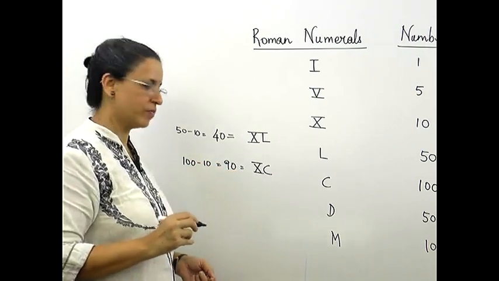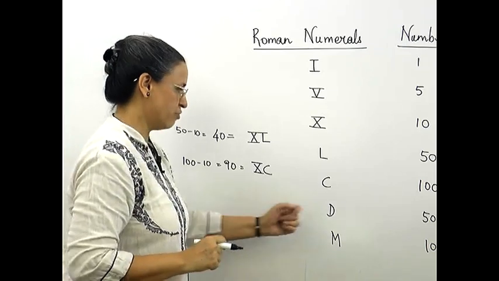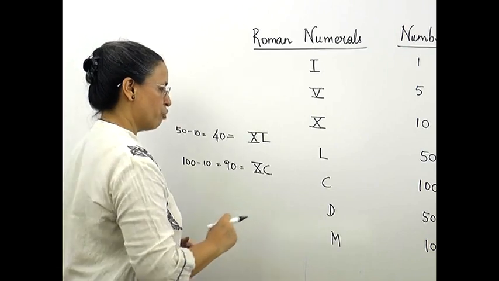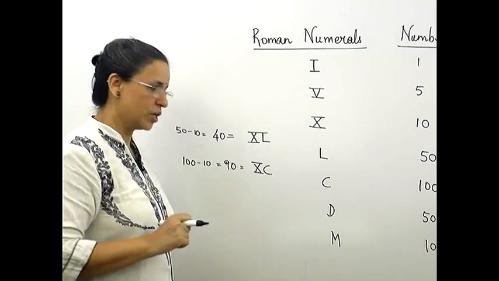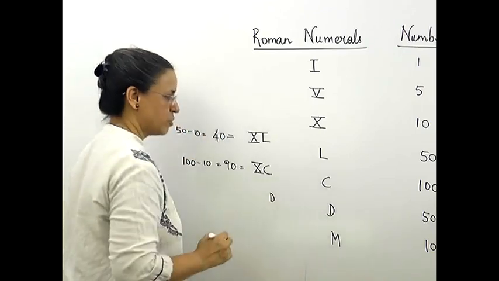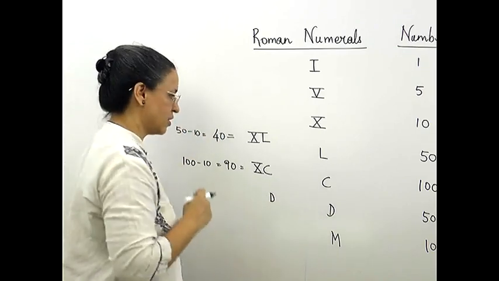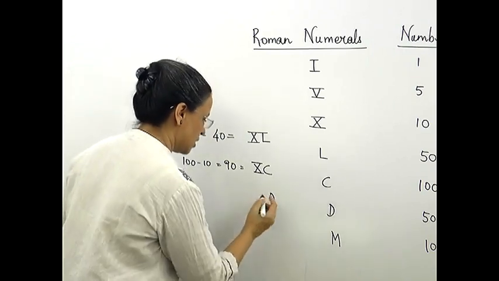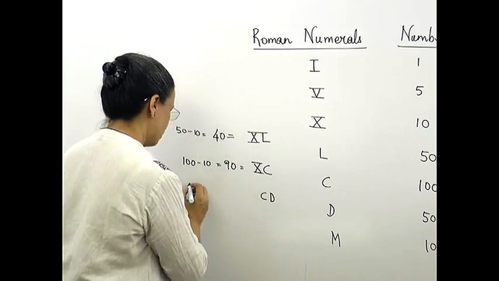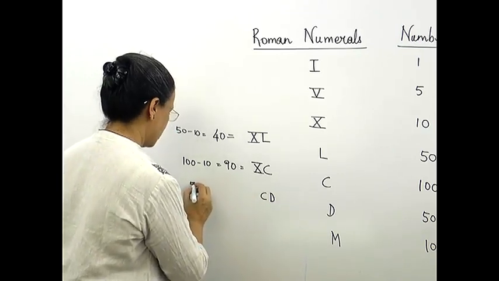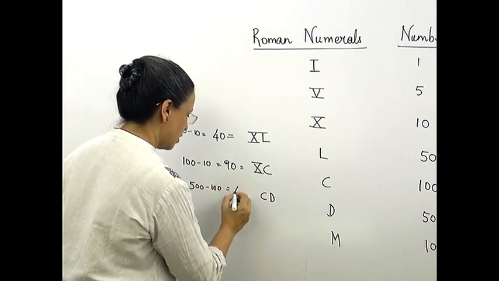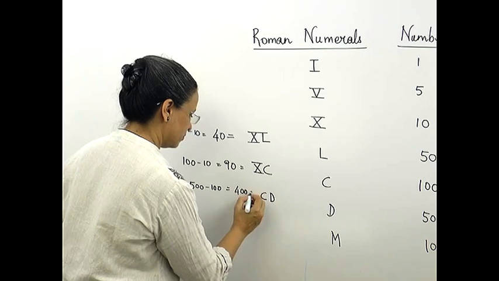Have you understood? Now this is 500. Suppose I want to write 400. तो मैं कैसे लिखूंगी? So 500 के लिए D होता है, उसमें से मुझे 100 माइनस करना है, तो 100 के लिए होता है C. So ये साइड जब मैं C लिखूंगी, so this will give me 500 minus 100. So this will give me 400.